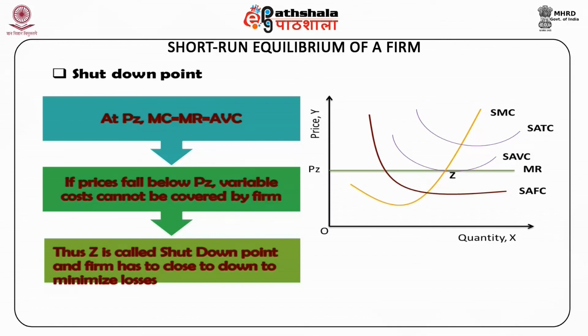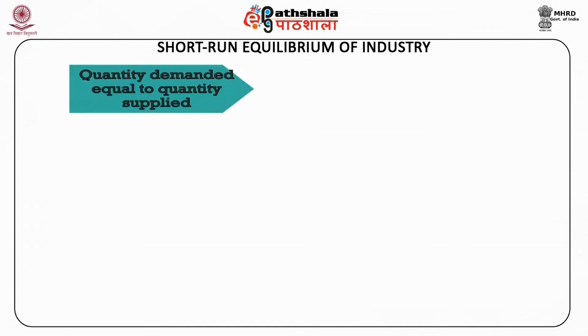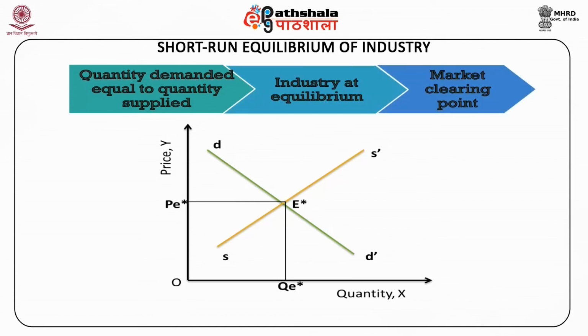If the price falls below PZ, the firm does not cover its variable costs and it is better off if it is closed down. In the short run, the industry will be in equilibrium at the price at which quantity demanded will be equal to the quantity supplied, and at that price the market clears. In the figure, DD' represents the industry demand curve and SS' represents the industry supply curve.